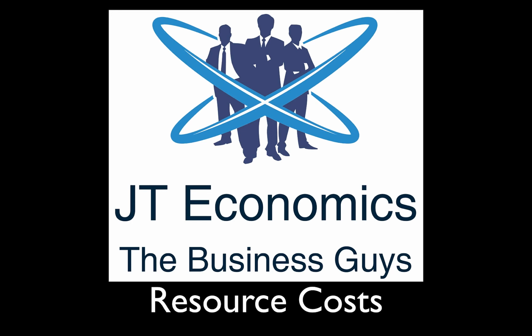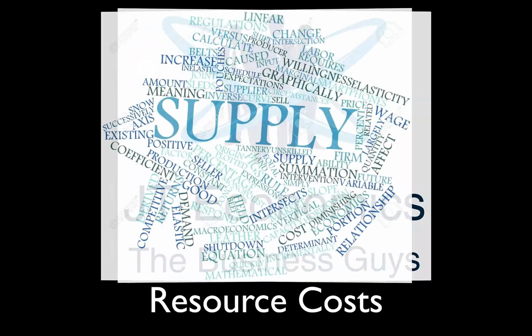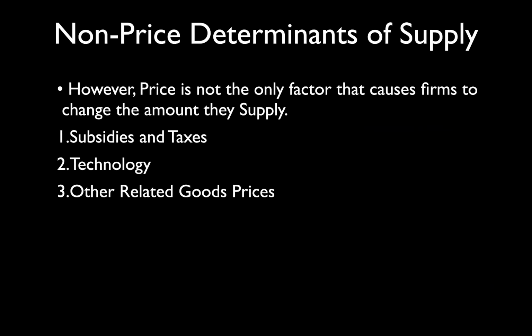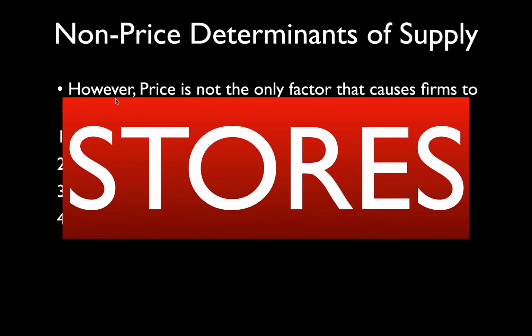Okay, and what we want to do in this video is come on to our fourth non-price determinant of supply. So this is the fourth thing that would cause the supply curve to shift. What we've already talked about is changes in subsidies and changes in indirect taxes, changes in technology and changes in other related goods prices. Now what we're coming on to is resource costs, and as you can see we're getting through this idea of the term stores. Okay, so subsidies and taxes, technology, other goods prices that the firm can produce, and now we're on to resource costs.